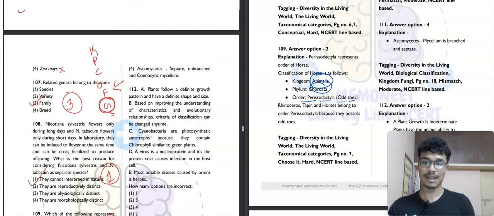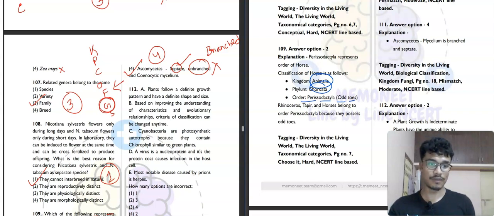Then it is saying Ascomycetes have septate, unbranched and coenocytic mycelium. Is it correct? In Ascomycetes, mycelium is branched and septate. So septate is correct, but not unbranched. It should be branched. So this option will be our correct answer, as the question was to find the mismatch pair. Now the next one is question number 112.